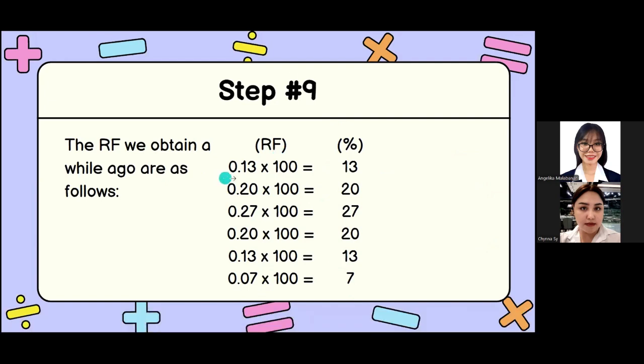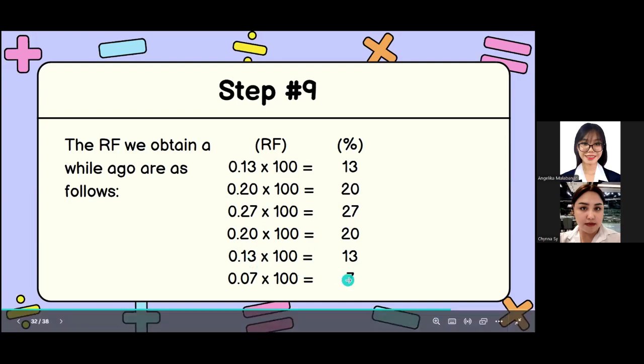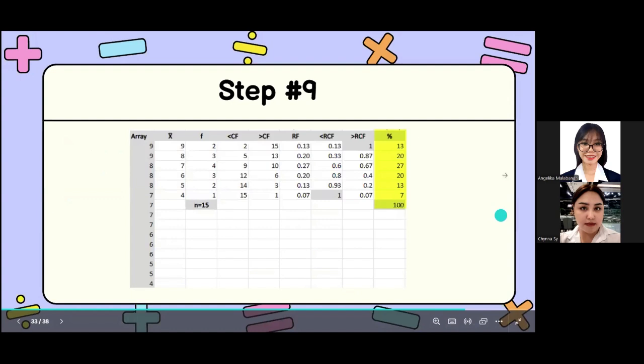So, 0.13 times 100 is 13, 0.20 times 100 is 20, 0.27 times 100 is 27, and then 0.20 times 100 is equals to 20. 0.13 times 100 is equals to 13, and then 0.07 times 100 is 7. Ganito siya sa table. Yan.